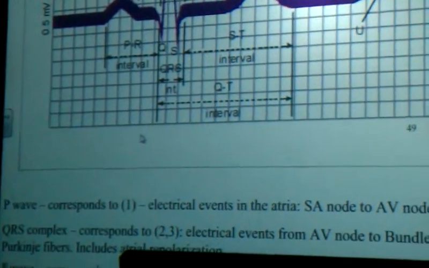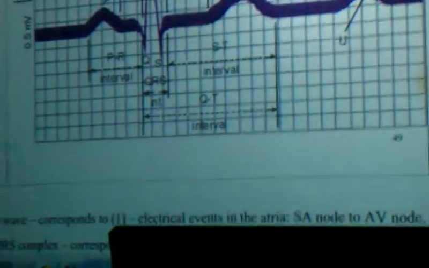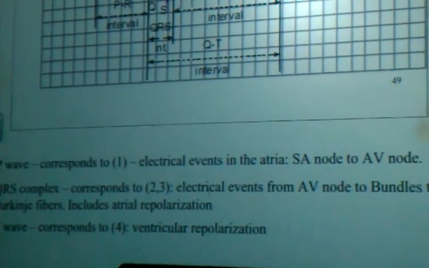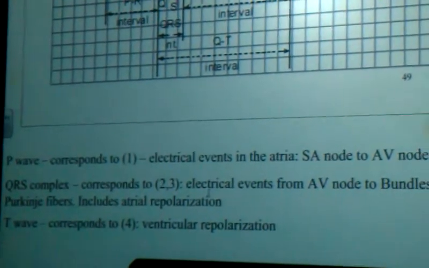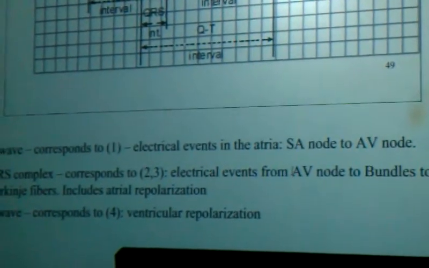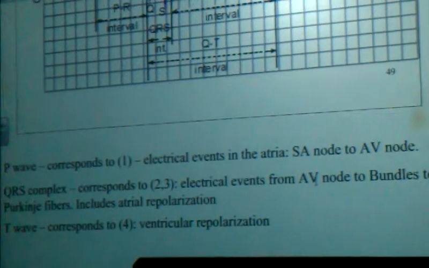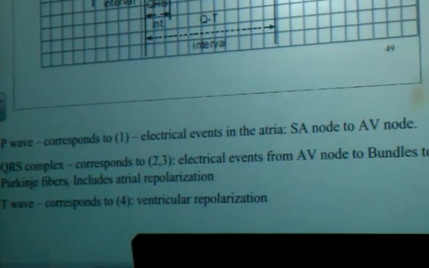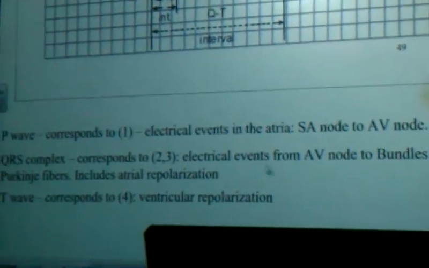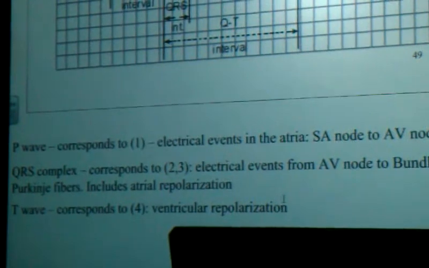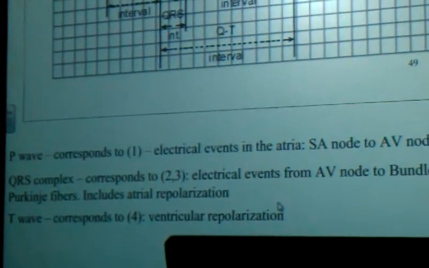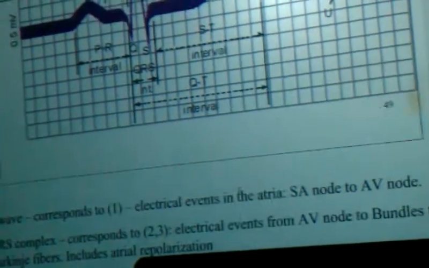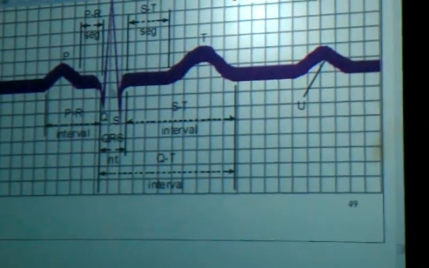Okay, and our following complex, the QRS complex, we see down here, it's going to correspond to when that electrical current, that depolarization, travels from the AV node down the bundle of His and down the bundle branches and into the Purkinje fibers. What happens during this period of time is the signal travels across the ventricles, and the ventricles should contract. So that's what our QRS complex is showing.